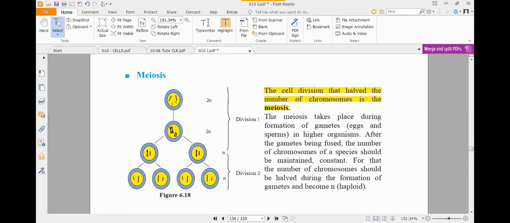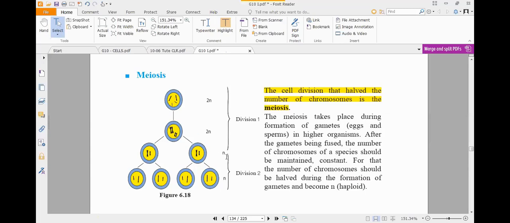Now we compare the mother cell and the daughter cell. You see in the mother cell there are 4 chromosomes, but each daughter cell consists of only 2 chromosomes, 1 long and 1 short. So what happened to the number of chromosomes? They become half. So you see the pathway here, 2n became 2n and 2n became n. So this is halving.